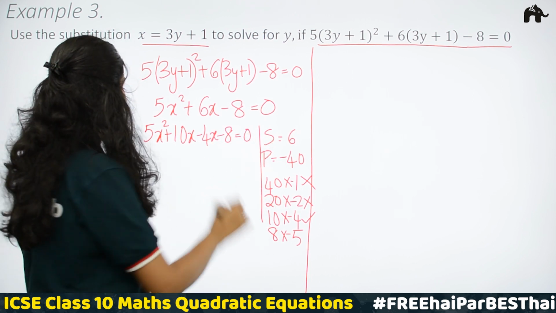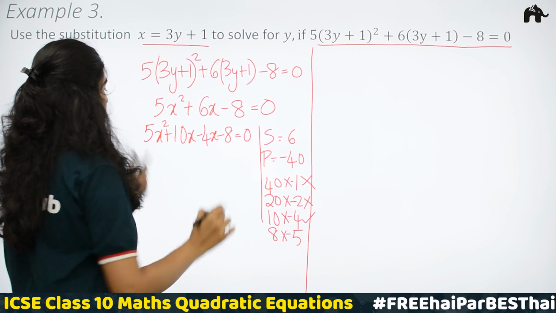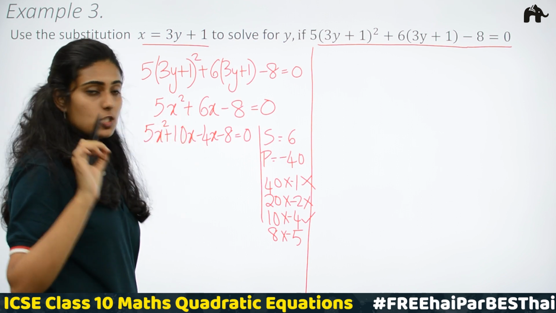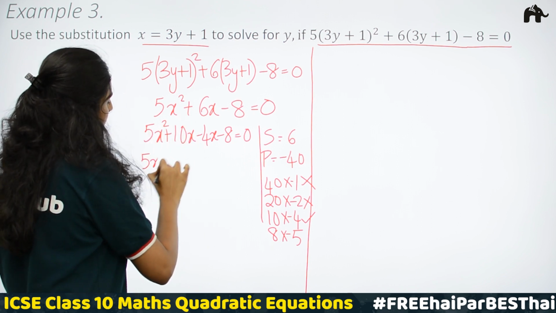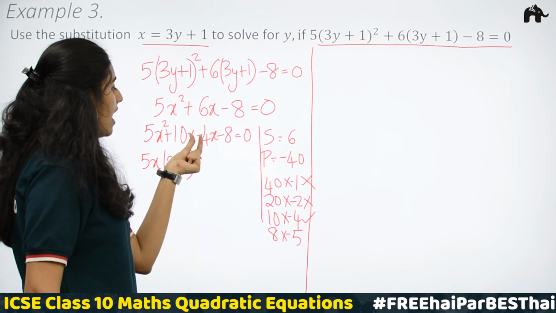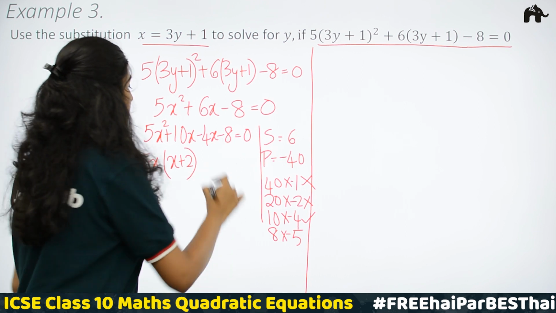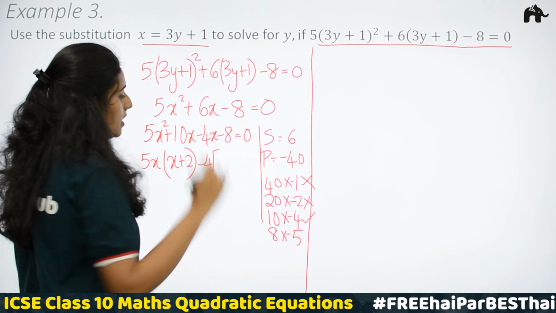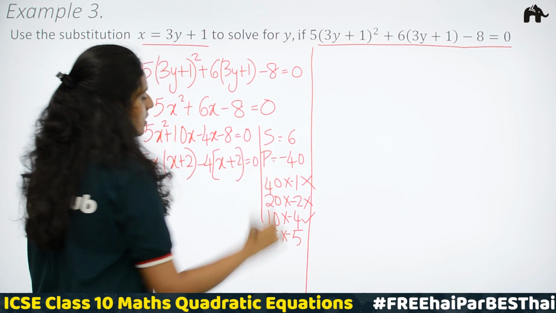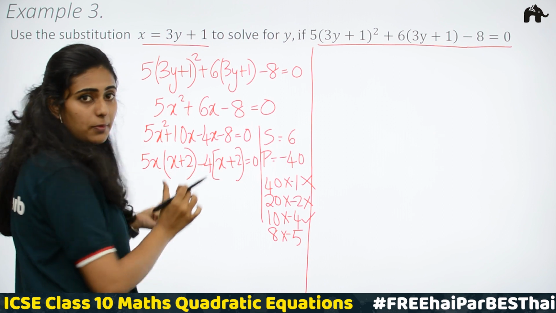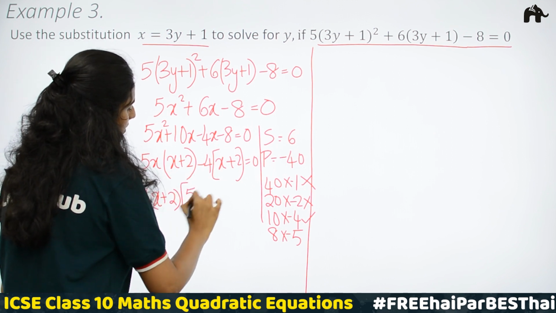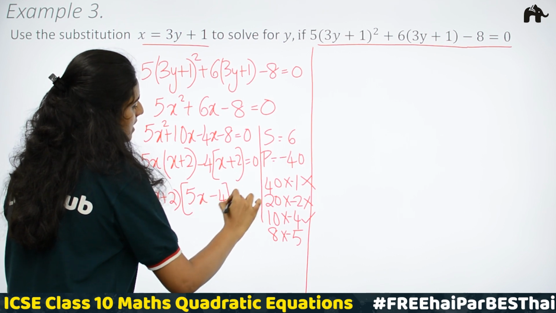Now take common from 5x square and 10x. 5x square is 5 into x into x. 10x is 2 into 5 into x. We can take 5x common. Remaining we have x plus 2. What about here? Here we have minus 4x and minus 8. Minus 4 can be taken out as common. Then remaining we have x plus 2. That is equal to 0. Okay, x plus 2 is common. We can take x plus 2 from both these terms. Remaining we have 5x minus 4. That is equal to 0.